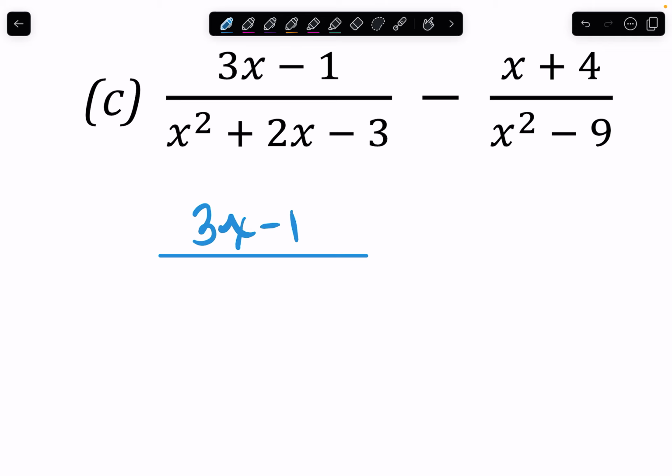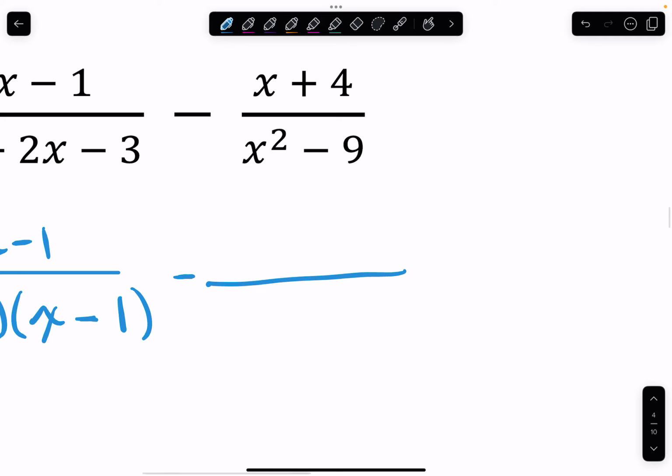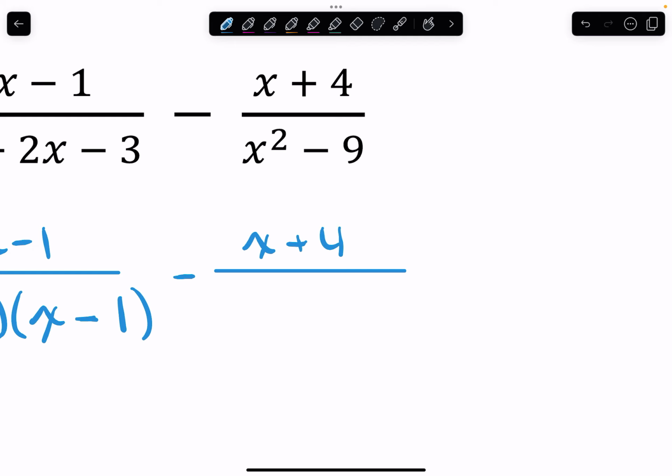Denominator first is leading coefficient 1, so double bubble. We know it's x and x. Multiply to 3. Well, there is only one way to multiply to 3. Get to a positive 2. That means I need the bigger one positive and the smaller one negative. I have a minus sign. I have the x plus 4. x squared minus 9, difference of squares. x minus 3, x plus 3.